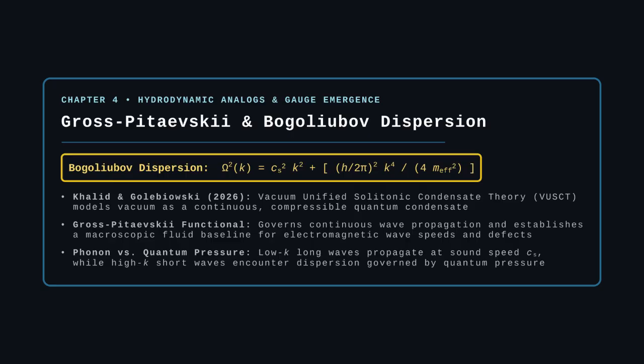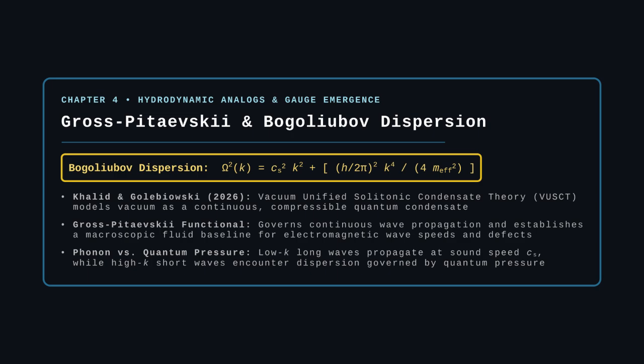By modeling the vacuum substrate as a continuous, compressible quantum condensate governed by the nonlinear Gross-Pitaevskii energy functional, such models demonstrate how electromagnetic wave speeds and topological defects can be framed within fluid mechanics. In this continuous paradigm, the baseline wave speed of the medium is derived from the Bogoliubov dispersion relation of the condensate.